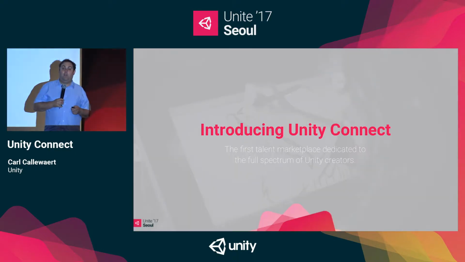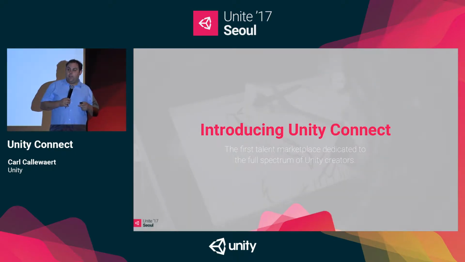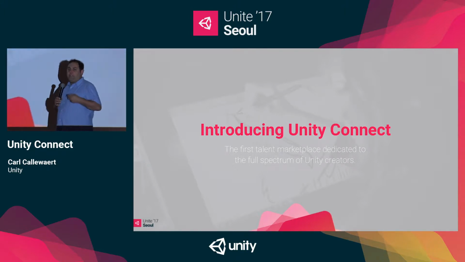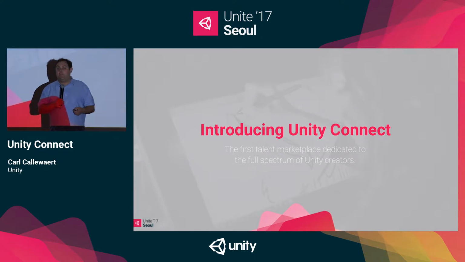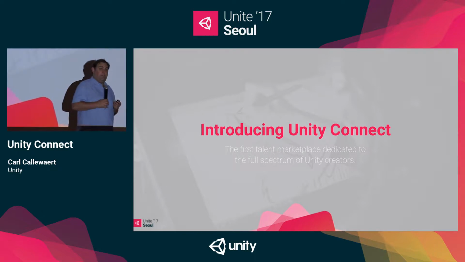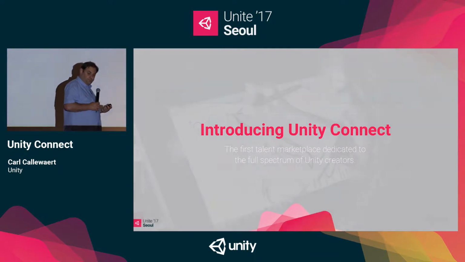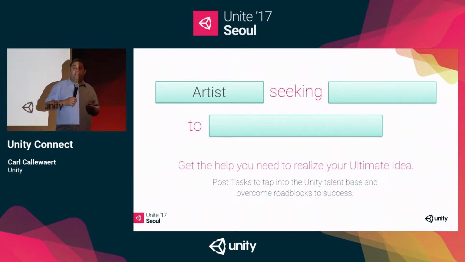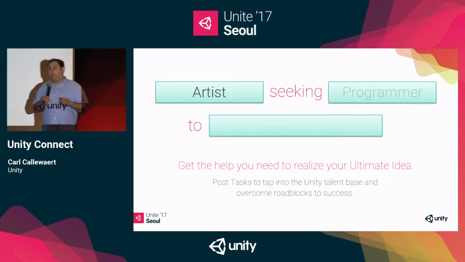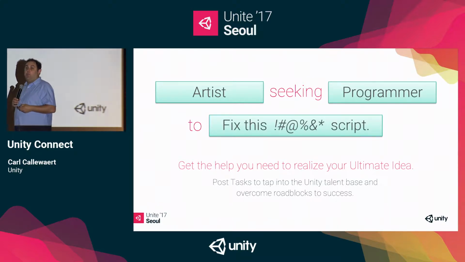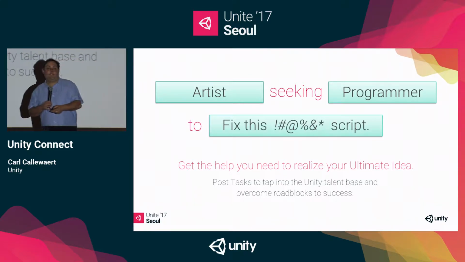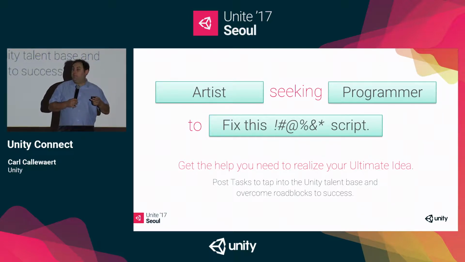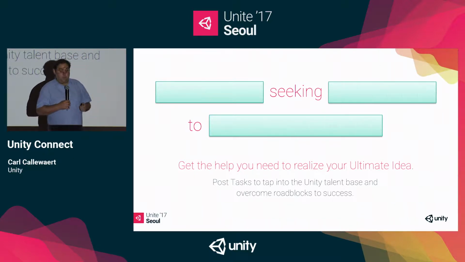That's why we're introducing Unity Connect. It's the first talent pool of all people with the skill set to help make your game. So it's a full spectrum of creators that are in that pool. So how does it work? It's really simple. You could be an artist, but you're looking for a programmer because you want some scripts done. Maybe you want to have a trigger script to open doors in the game. That helps you to generate money.